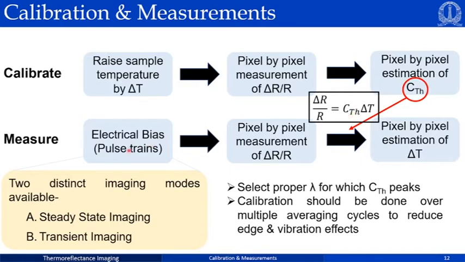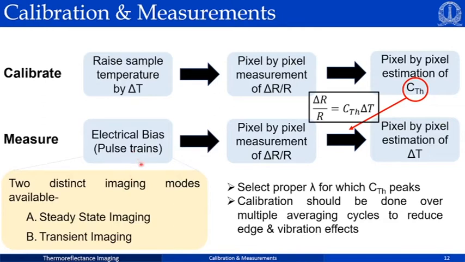So what do we do? We apply electrical bias to measure temperature at our region of interest. This electrical bias would lead to change in surface reflectivity because of rise in temperature. So again the CCD does this pixel by pixel measurement of reflectivity. So the CCD will give me this delta R by R now. We have the CTH value known, and therefore delta R by R by C would give me the value of delta T pixel by pixel. This is how we would generate a temperature map under electrical bias conditions.